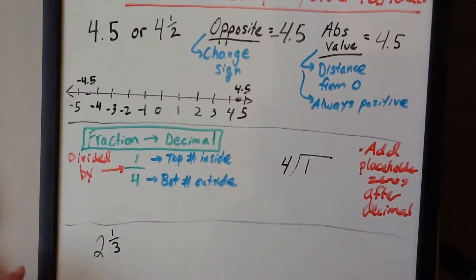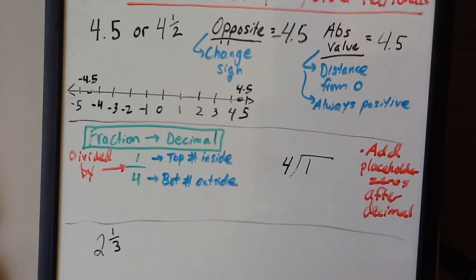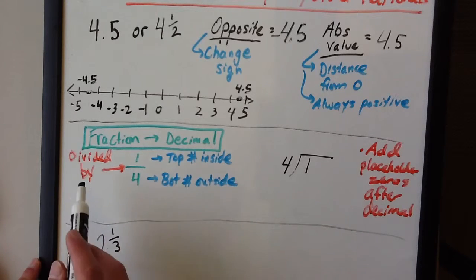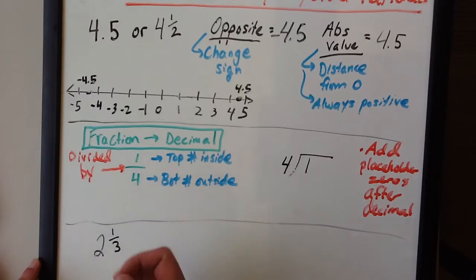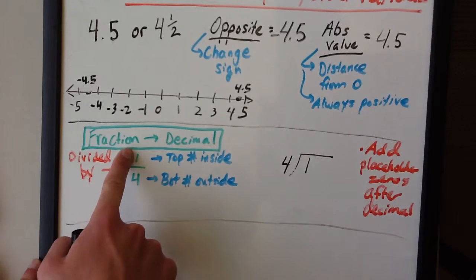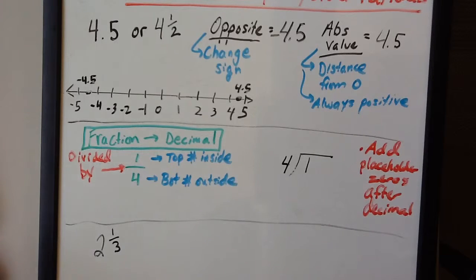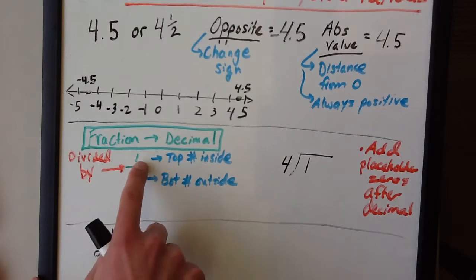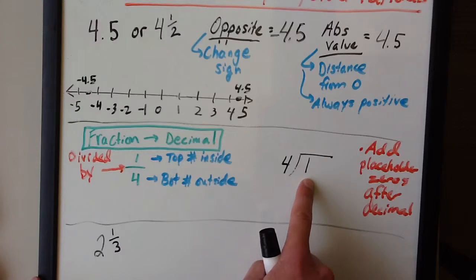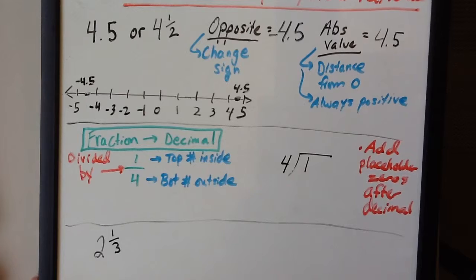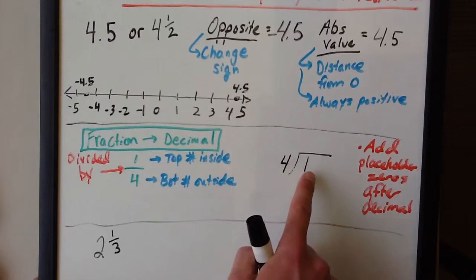Okay, in this next example, we're going to take a fraction to a decimal. Now, to take a fraction to a decimal, we're basically dividing, because that horizontal fraction bar right here can also be read as divided by. So I can read the fraction 1/4 as 1 divided by 4. Now, the top number should go inside the division bracket. So the top number 1 goes inside the division bracket, and the bottom number 4 goes outside the division bracket. Okay, now I have 1 divided by 4.